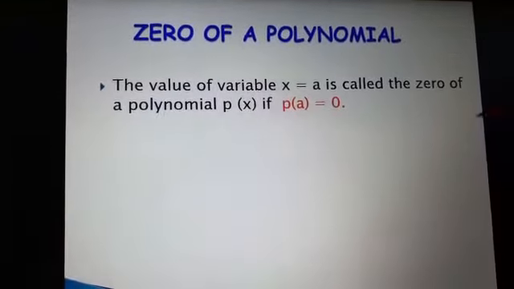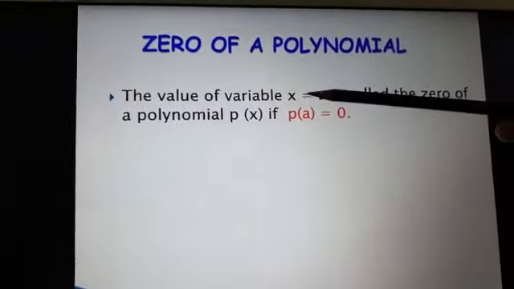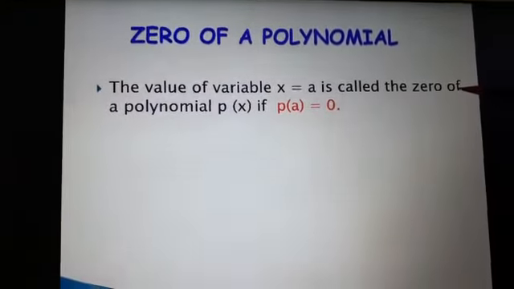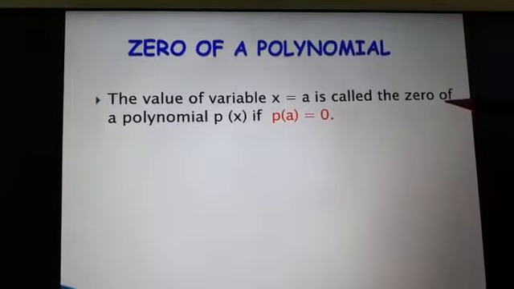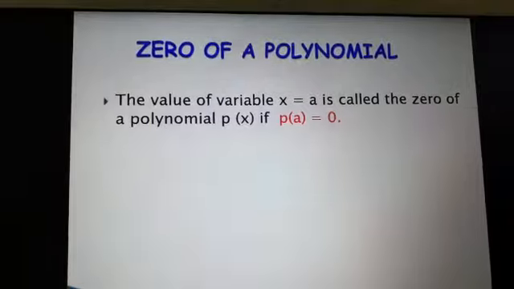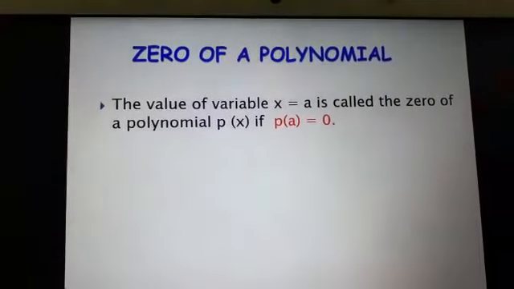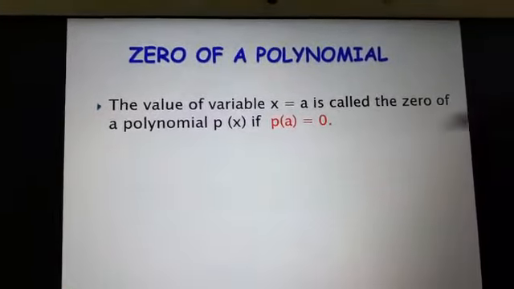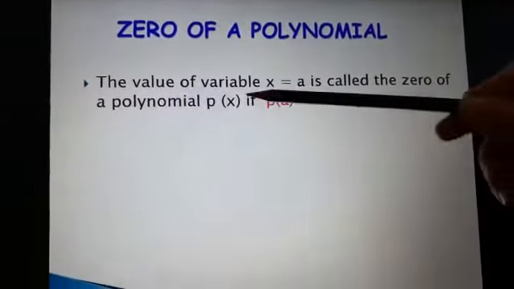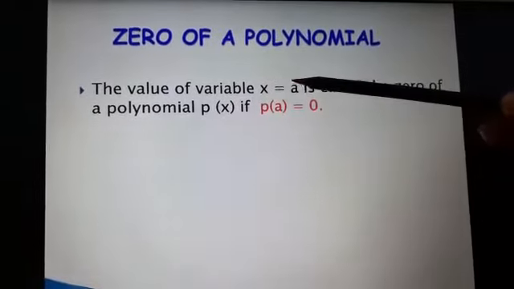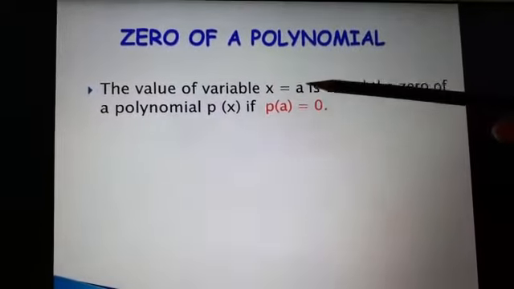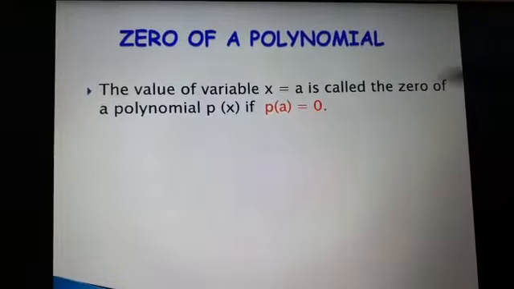What do you mean by the zero of a polynomial? The value of the variable x equal to a is called a zero of a polynomial p(x) if p(a) is equal to 0. Again I am repeating, it means if in place of x in this polynomial I put a, and if p(a) becomes 0, then this value of a is called a zero of the polynomial.